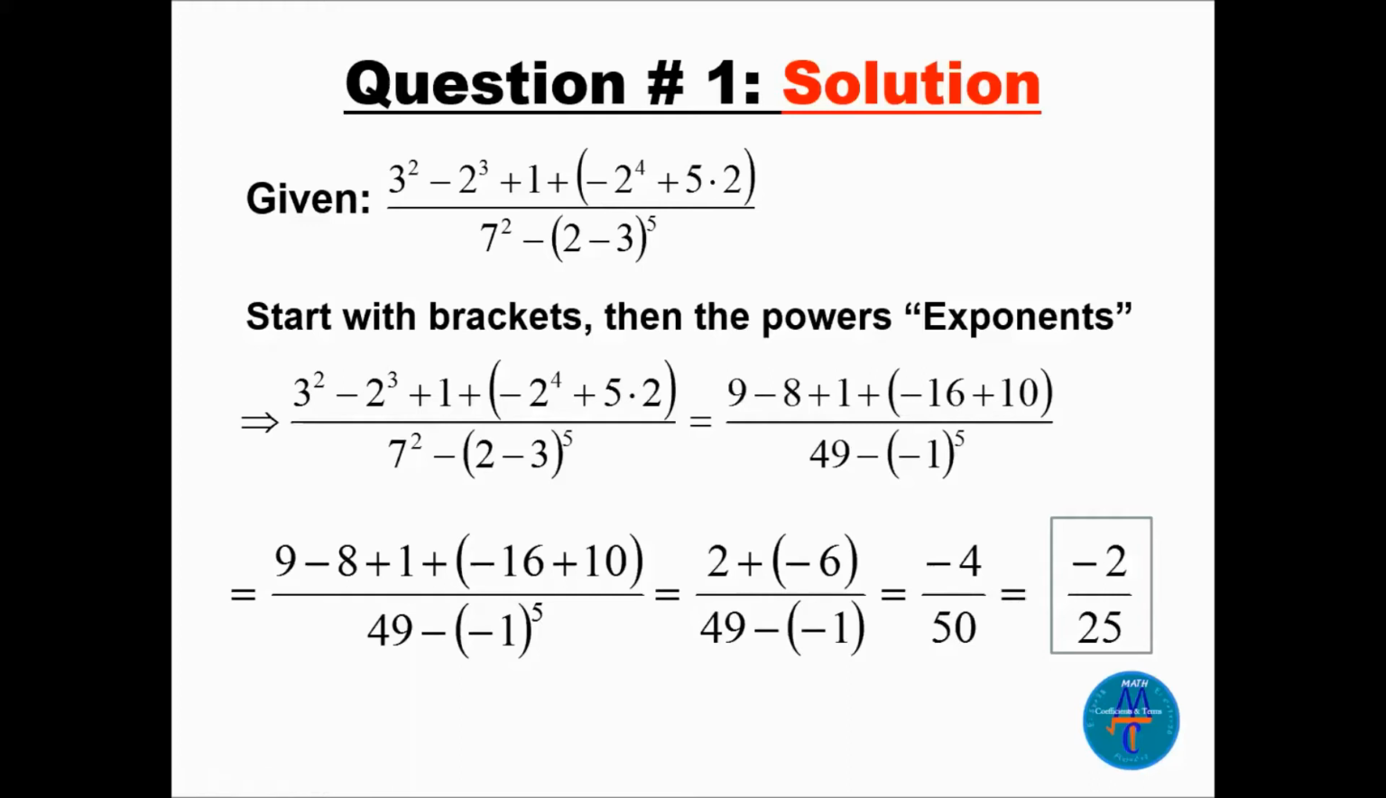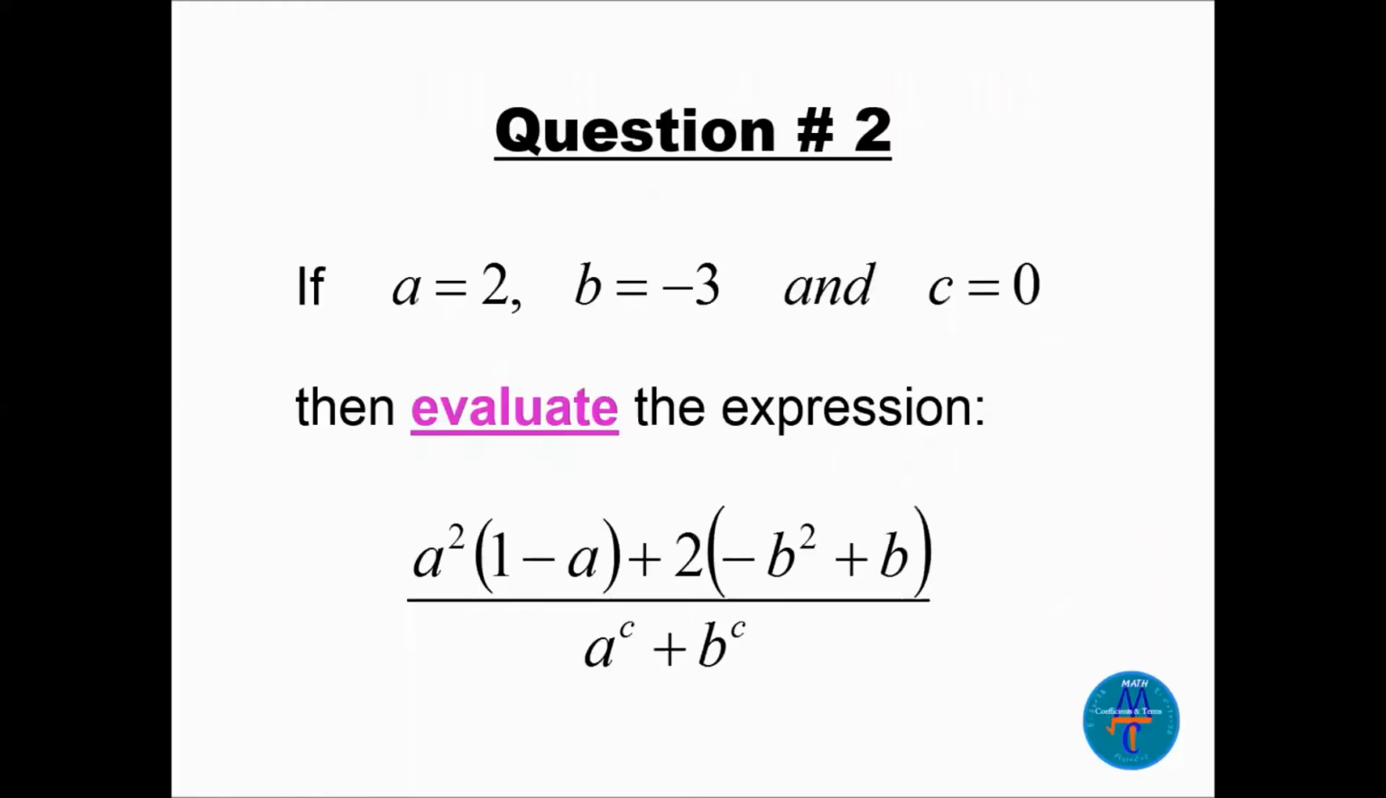Okay. Let's see. Question number 2. If A is equal to 2, B is equal to minus 3, and C is equal to 0, evaluate the expression. Here I left the expression as variables. So a squared bracket 1 minus a plus 2 bracket minus b squared plus b, all divided by a to the power c plus b to the power c. So what do we have to do first?